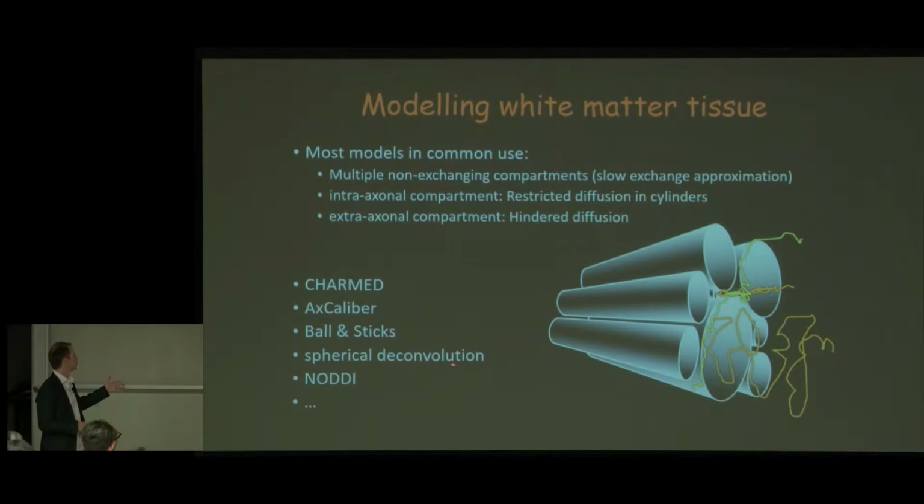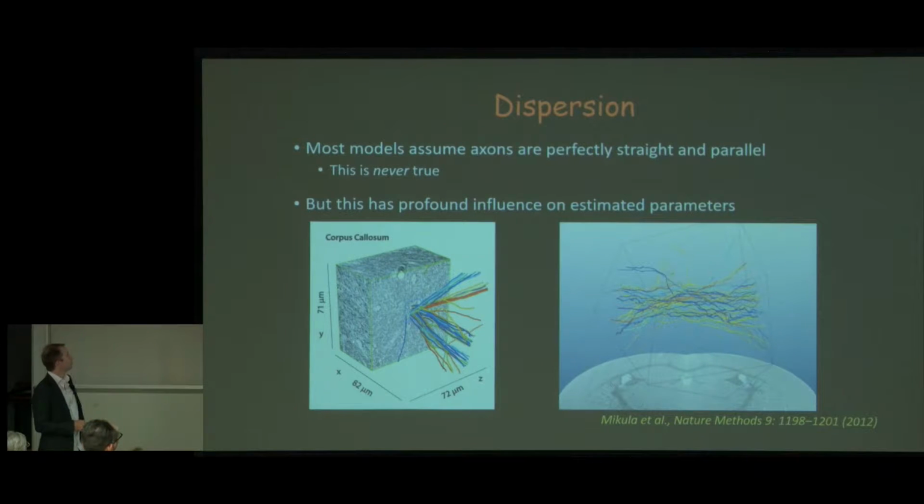Out of these, probably spherical deconvolution is the one that makes the least assumptions. I think this is the only one we do make. But all of them are essentially the same set of assumptions. Dispersion is something that is not talked about a great deal, but the NODDI model is based on the fact that it models dispersion.